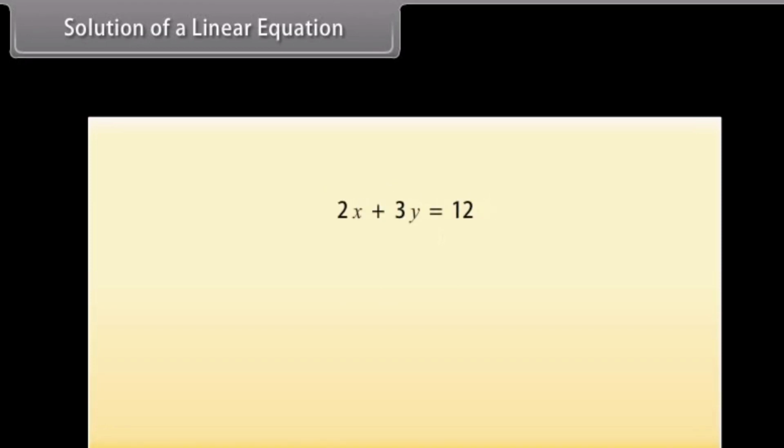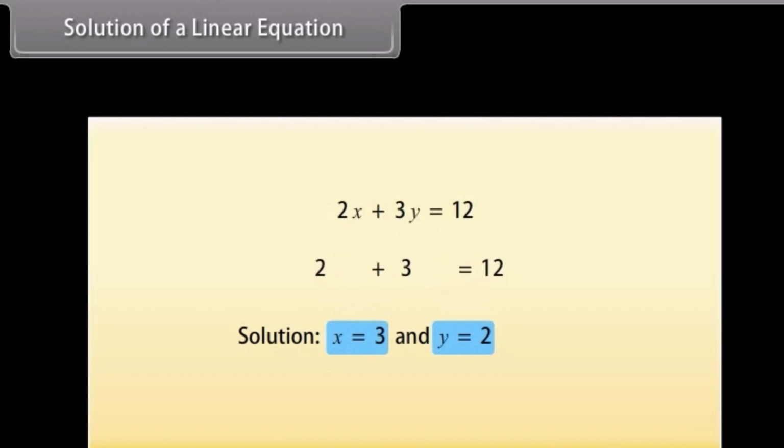Let us take the equation 2x + 3y = 12. Here x = 3 and y = 2 is a solution because when you substitute x as 3 and y as 2 in the equation above, you find that the answer becomes 12. We can also write this solution as (3, 2), because the value of x here is 3 and the value of y is 2. Similarly, (0, 4) is also a solution for this equation because when you substitute x = 0 and y = 4 in the equation, you find that the answer becomes 12.